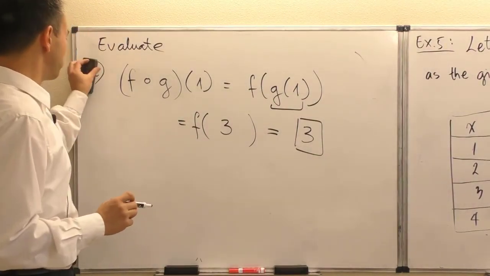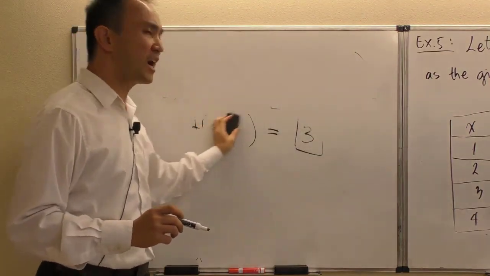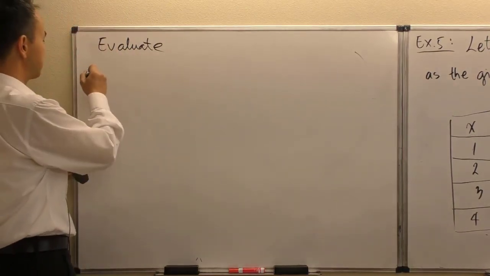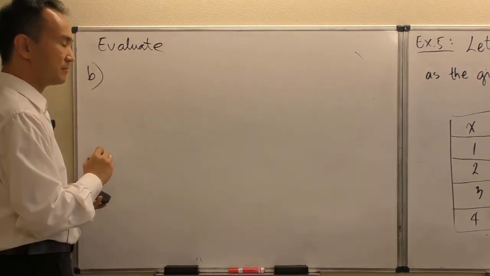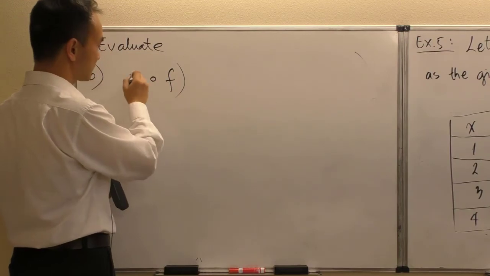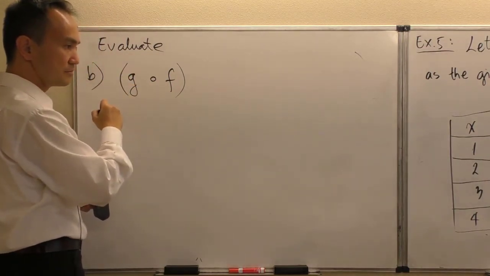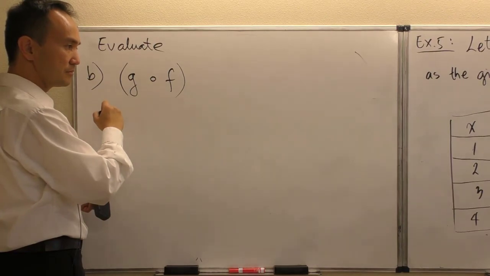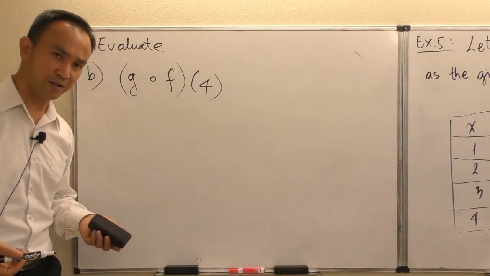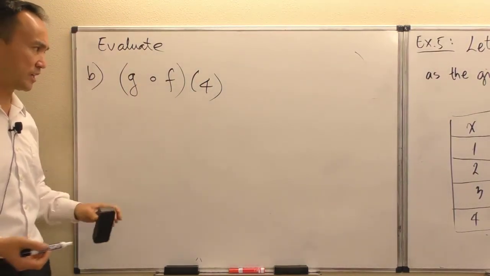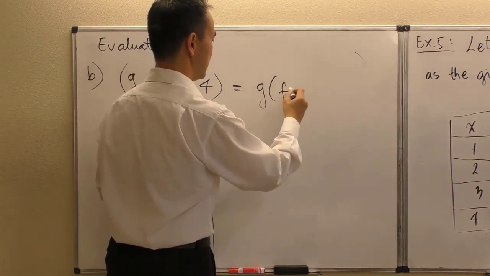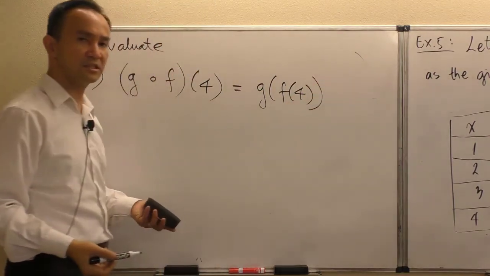Let's now look at part B to give it another try. How about g of f of 4? With this notation, what it indicates is that we want g of f of 4.